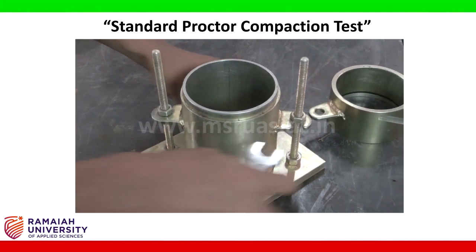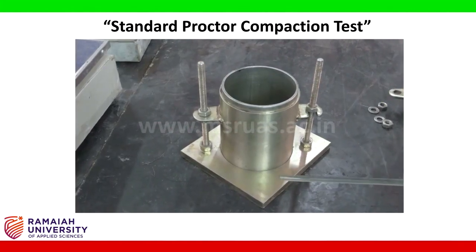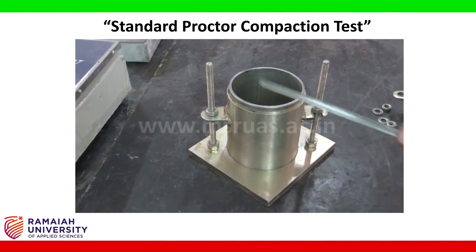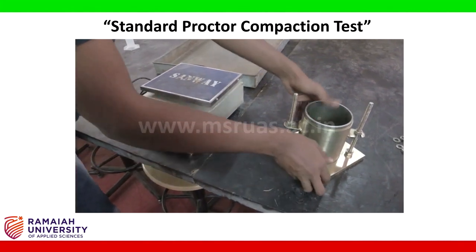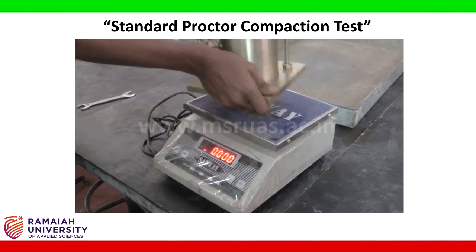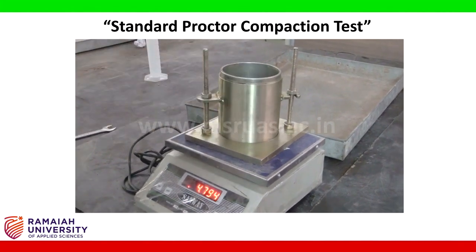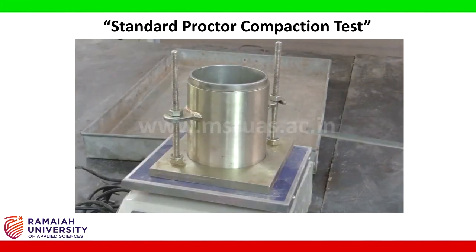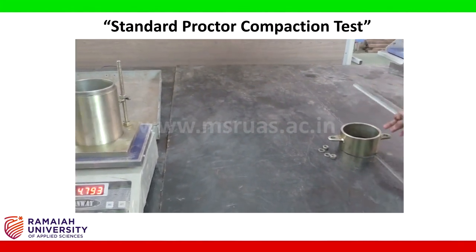Fix it tightly using a spanner. Once the cylindrical mold is fixed with the base plate, take the empty weight of the cylinder with the base plate. The empty weight of this comes to around 4.793 kilograms. After weighing it, keep it down and fix the collar on the top of the cylindrical mold.